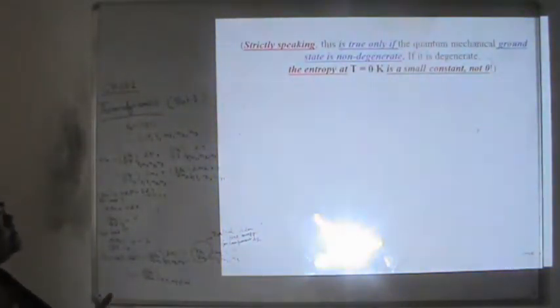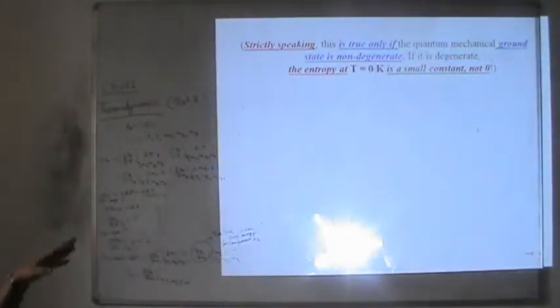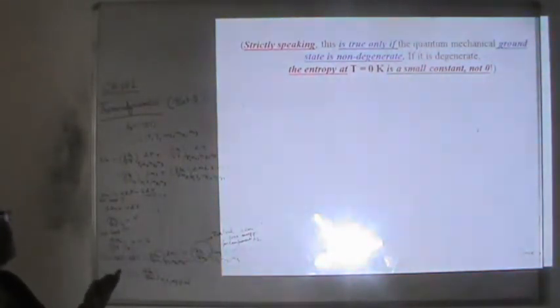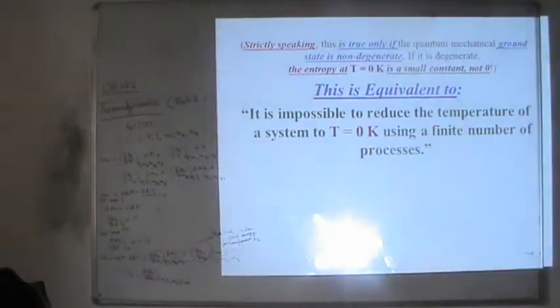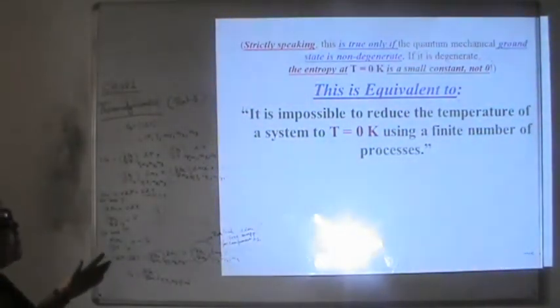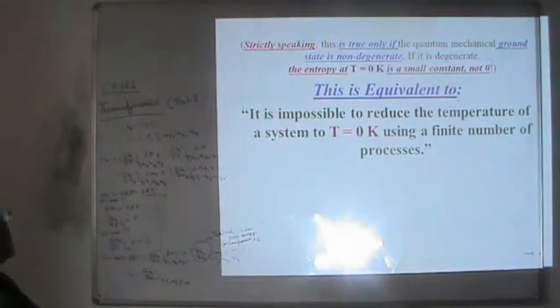But for practical purposes, T is equal to zero when S is equal to zero. This is truly true only if the quantum mechanical ground state is not degenerate. But if the ground state is degenerate, then at 0 Kelvin also, the value of entropy tends to 0, is very small but finite. So it is impossible to reduce the temperature of a system to 0 Kelvin using a finite number of processes. This is another statement of the third law of thermodynamics.